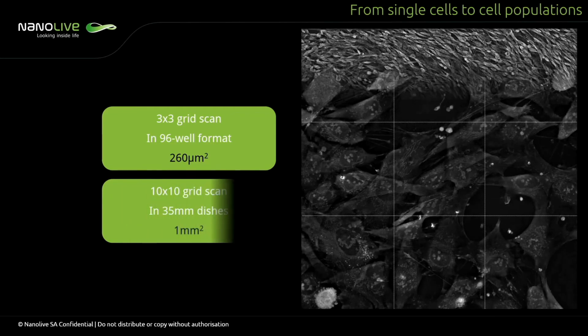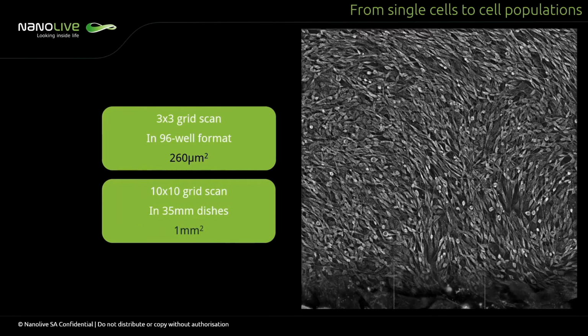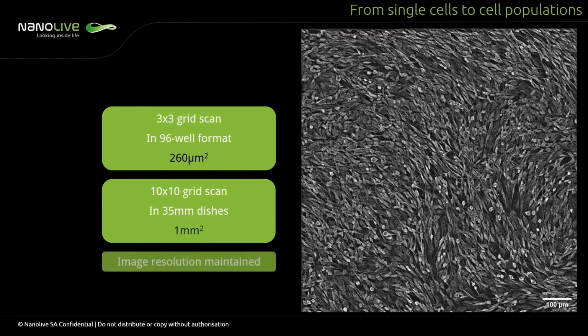jumps. You can also, if you're working in dishes, go up to much larger fields of view, and this is an example of a 10x10 grid scan. Just to keep in mind, the image resolution is always maintained.